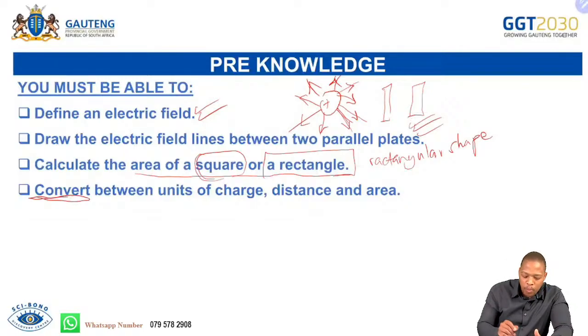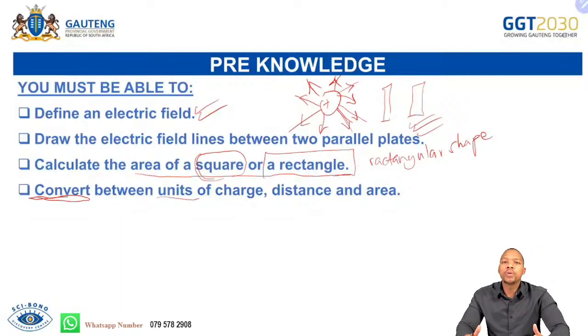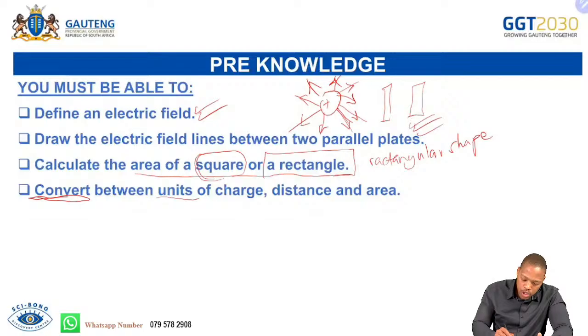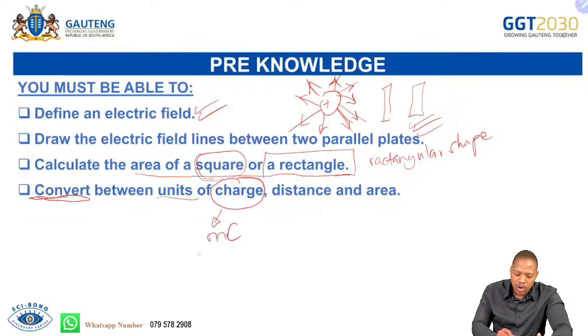And immediately I speak of calculating area, there comes another thing that we spoke about before: being able to convert between units. You must be able to convert between units of measurement. But this time around, it will be the unit of charge. Okay, where we are going to be speaking of units like millicoulombs, very rare this one, but we will also be talking of units like microcoulomb, nanocoulomb, and picocoulomb.